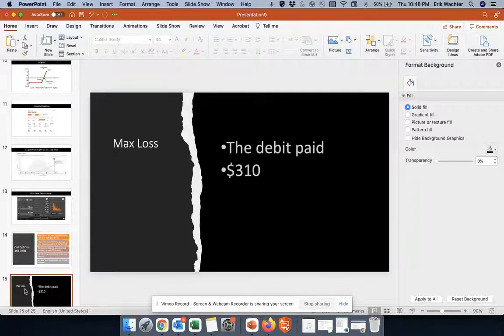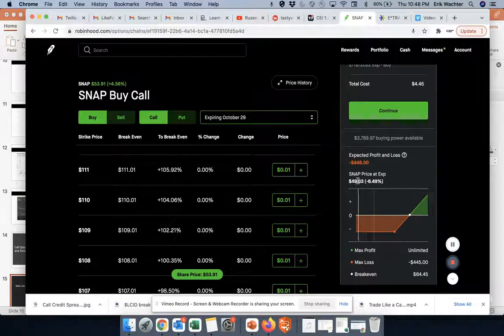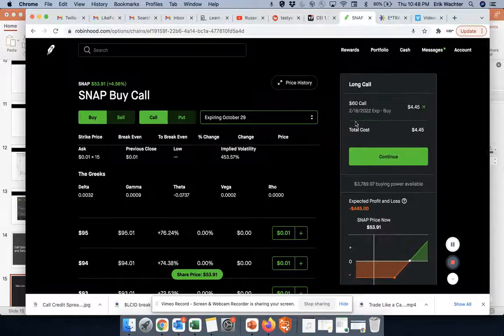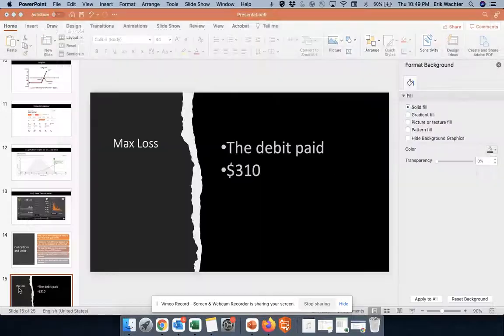Okay. And then our max loss, we talked about this, is the debit, or the price you pay. So here we're looking at this option, the February 18th, 2022, $60 call. It's going to cost us $4.45. So our max loss is what we paid. Okay, cool. Moving on.